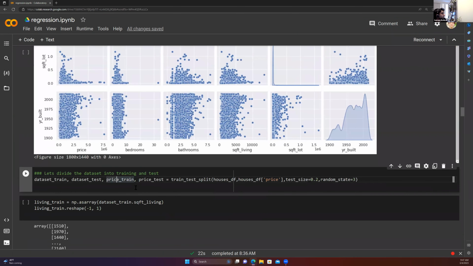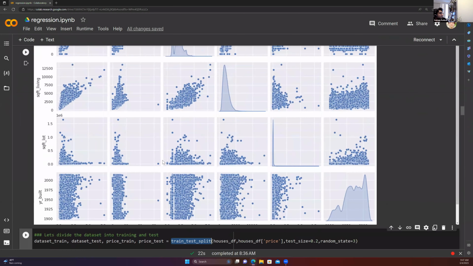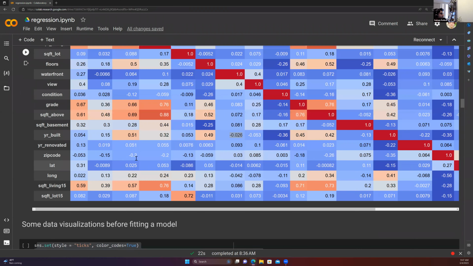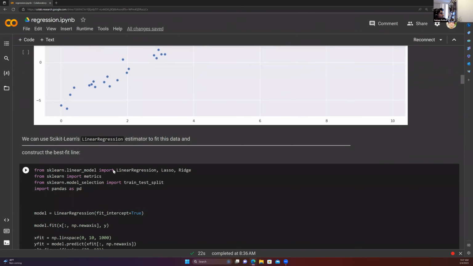Okay, so again, here, what I'm trying to do is divide the data set into training set and test set. So again, I use train test split, and I imported that using, again, scikit-learn. So again, you can follow along. It's up there.